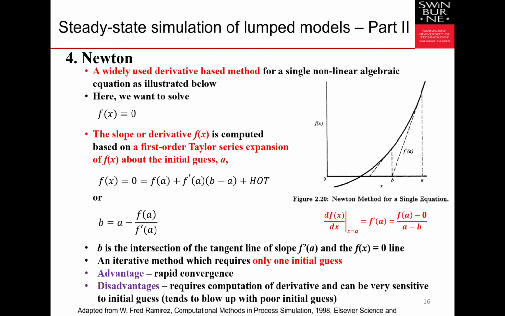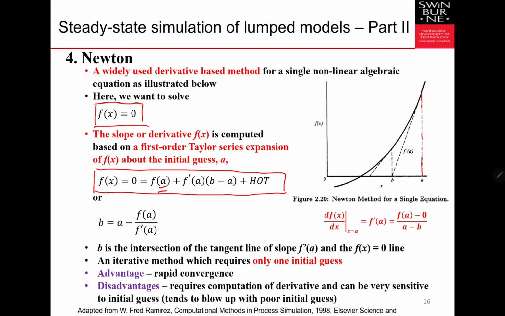Okay, then we move on to the next one, the Newton method. The Newton method is one of the most widely used methods among these 4 methods. In this one, we want to solve a function f(x), where we want to find a value of x where the function is equal to 0. So what you take is a first order Taylor series expansion about the initial guess of A. So this one is the initial guess of A in here. Okay.